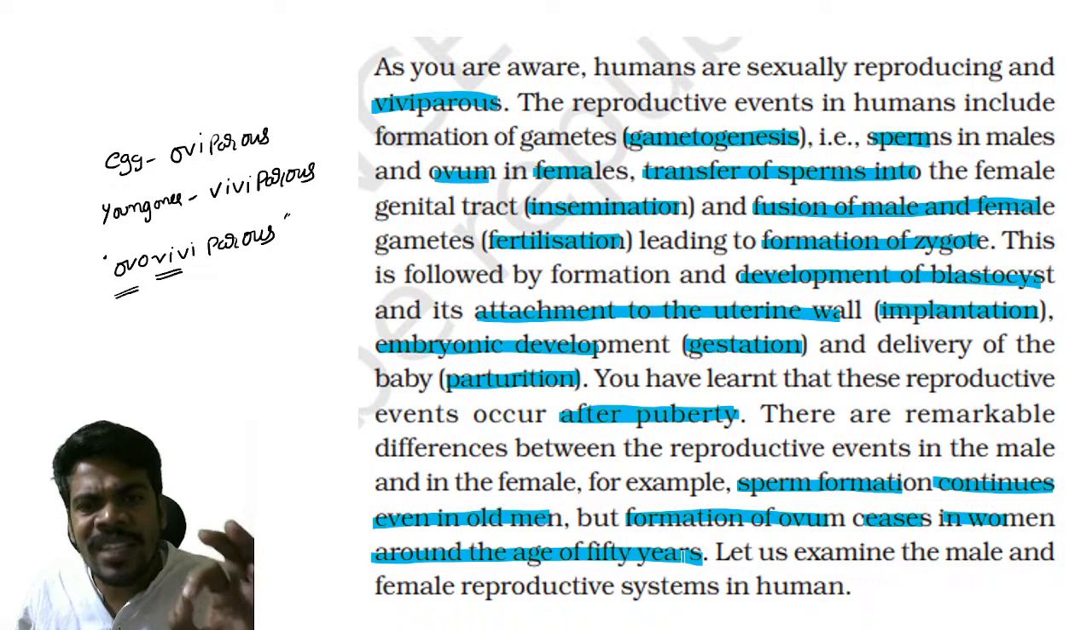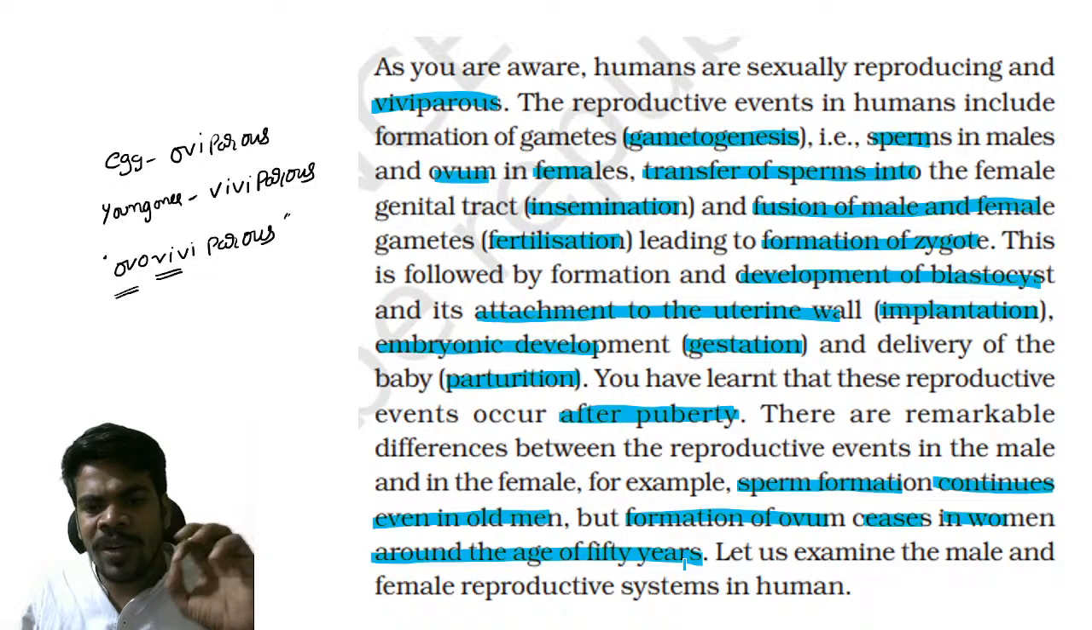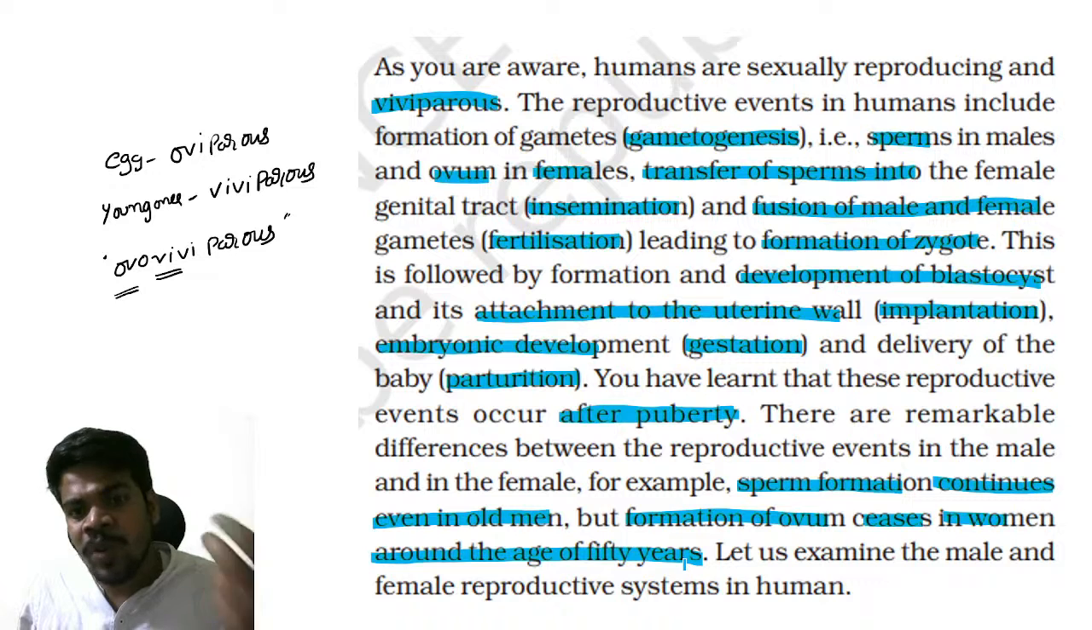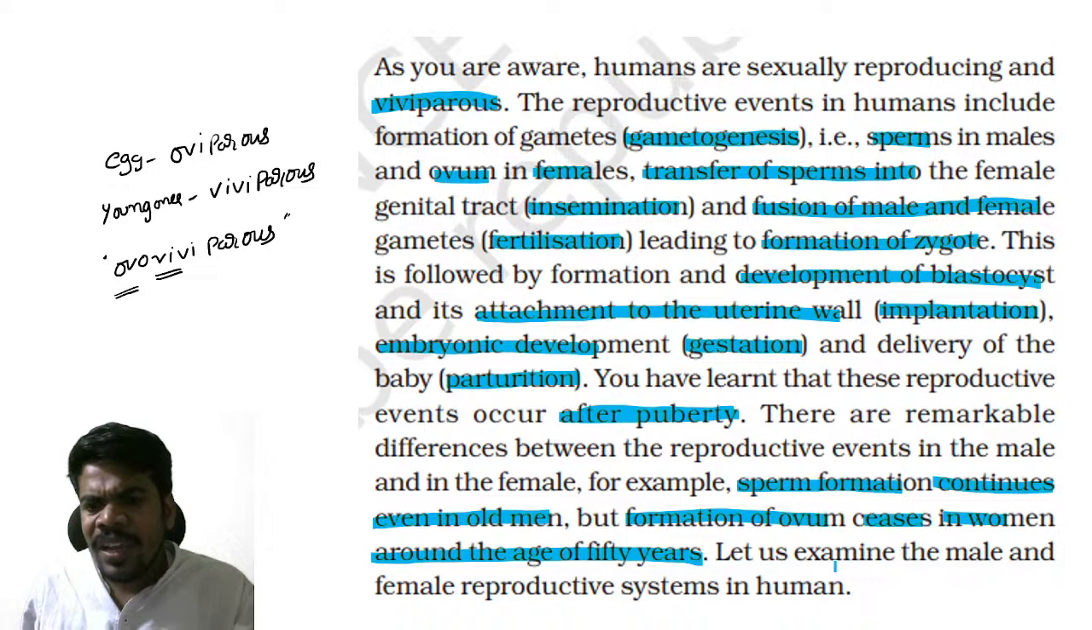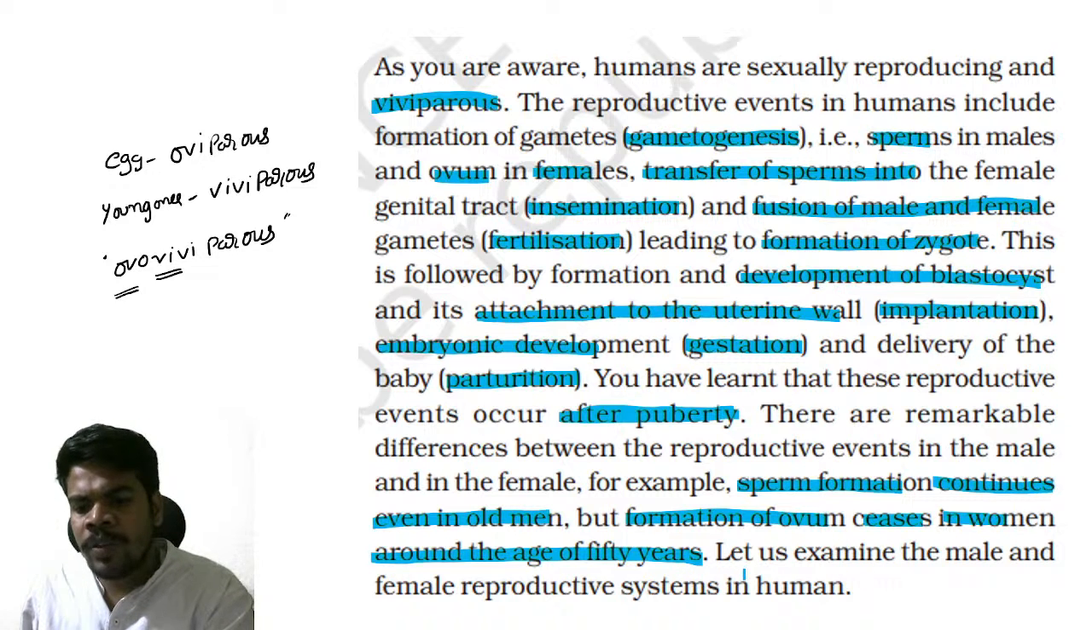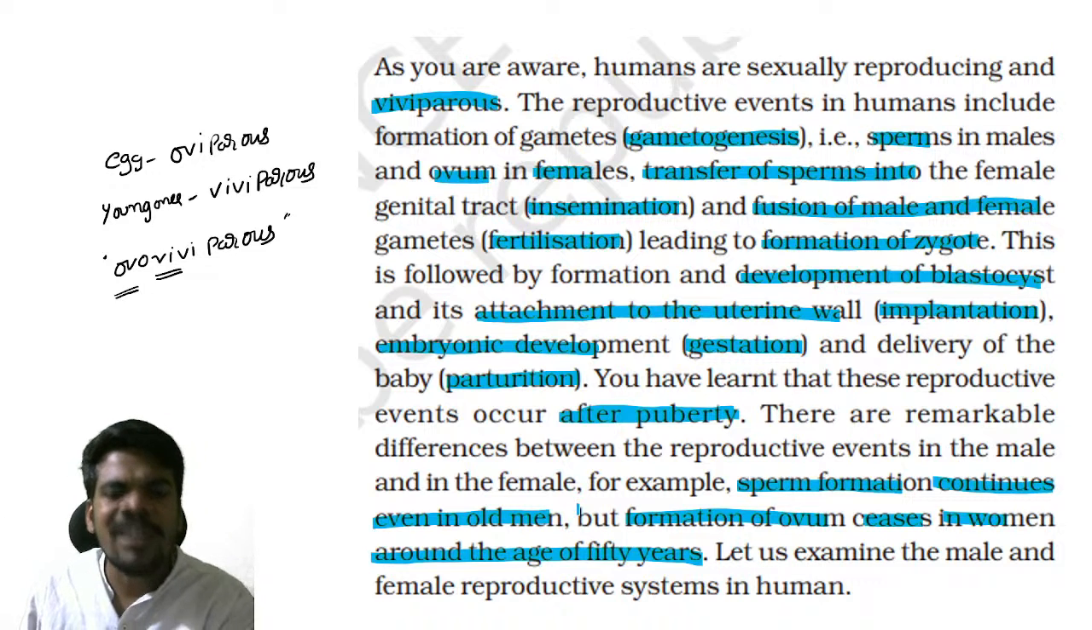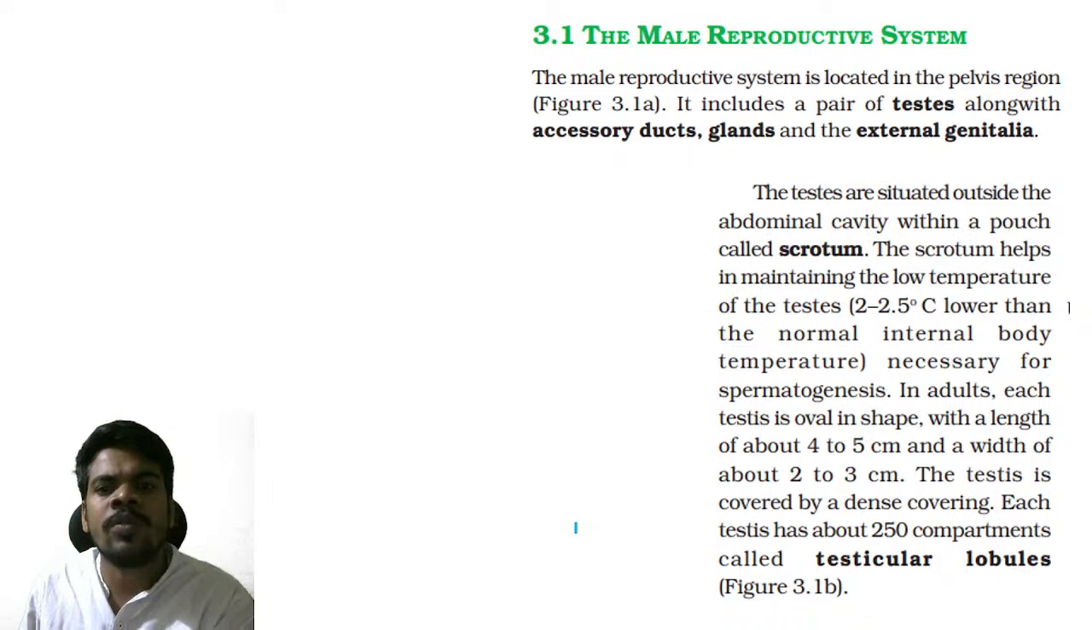This is a previous examination question, statement type questions. Statement 1, statement 2, like that they give. Both statements are correct, or statement 1 is correct, like that they give. Okay, let us examine the male and female reproductive systems. But in this live session, let us examine the male reproductive system.